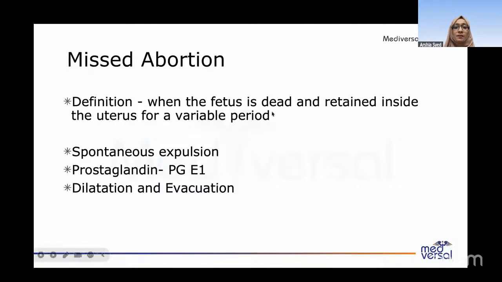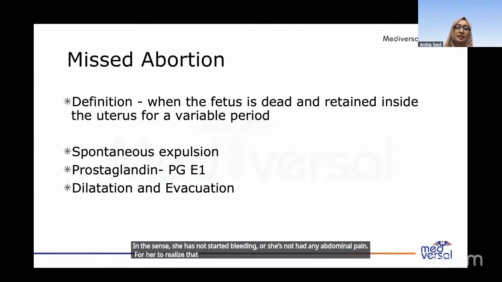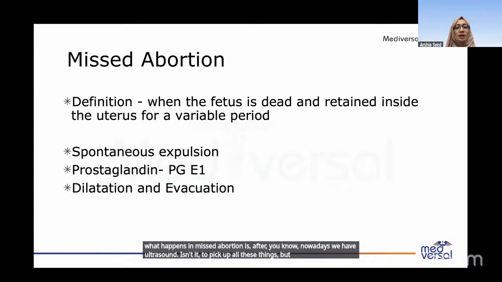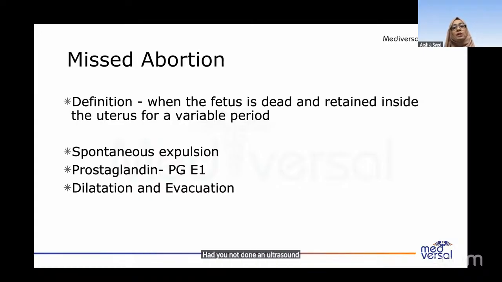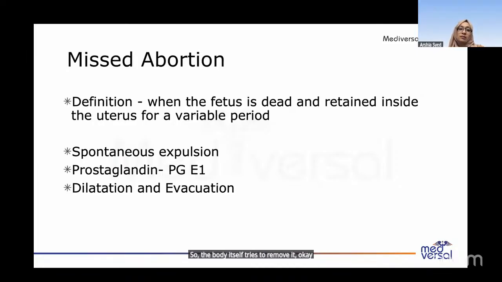So the fetus is dead, but it continues to be retained inside the uterus for a variable period. She has not started bleeding or had any abdominal pain to realize that the baby is dead. Nowadays we have ultrasound to pick these up, but had you not done an ultrasound, the body would spontaneously try to expel it, because the body at this point knows this is a dead fetus. So nature will take care of it.